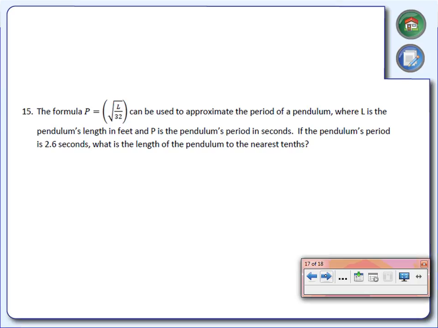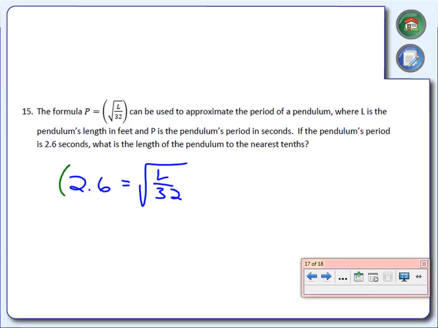All right, so what we're looking for is, if we know it takes 2.6 seconds per period to go from one side to the other, then what is the length of this pendulum? So let's replace the P with 2.6 so that we can find the length, which is L. Solving for L. So the first thing I'm going to do is square both sides. 2.6 squared is 6.76. Of course, on the other side, all I have is L divided by 32.